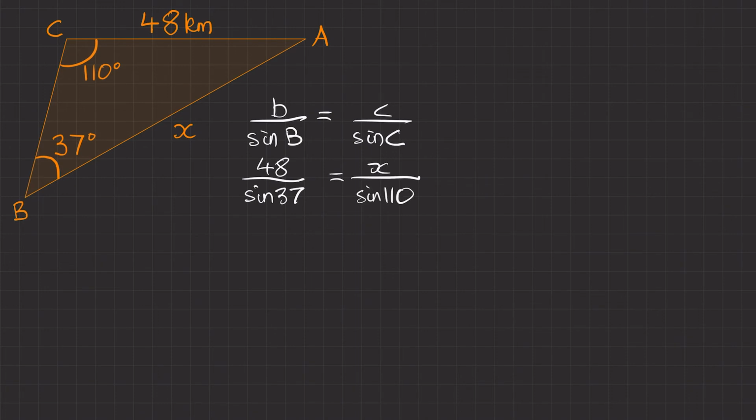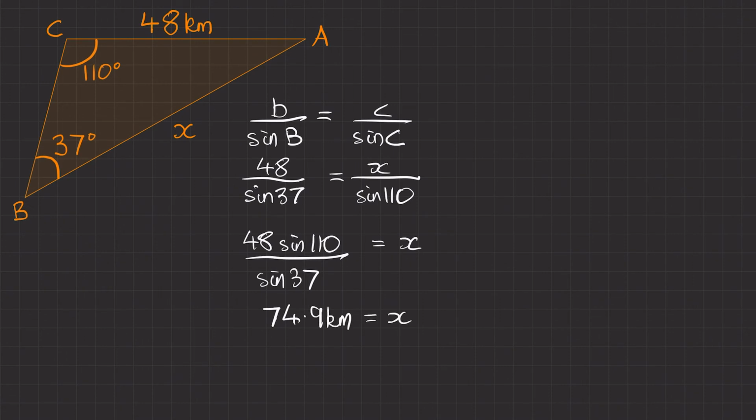Do a bit of rearranging. Now we need to get x on a side on its own, so we need to multiply both sides by sine 110. So we've got 48 sine 110 all over sine 37 equals x. Type that into your calculator and you'll end up with a value of 74.94868699, or rounded to 1 decimal place, you'll have 74.9 kilometres equals x.